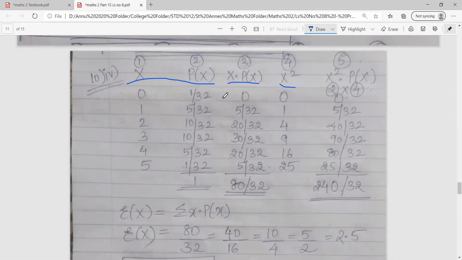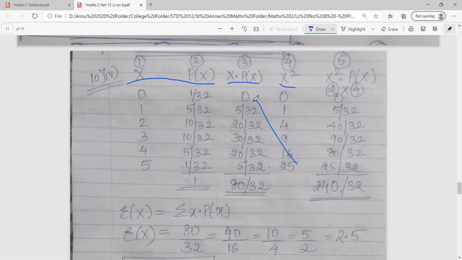So as you can see, x into P of x, 0 into anything gives you 0. 1 into 5 by 32 gives you 5 upon 32. 2 into 10 gives you 20 upon 32. 3 into 10, 30 upon 32. I have not reduced any fraction. Keep it as it is. After multiplying, add all the numbers of column number 3 and get the total. Then column number 4 is nothing but x square. So 0, 1, 4, 9, 16, 25.